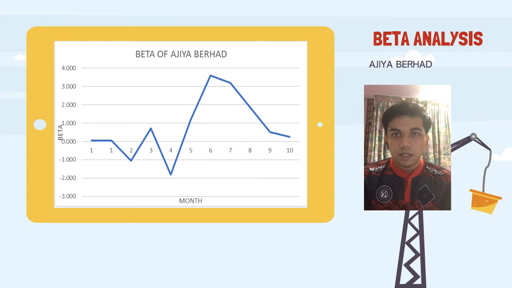The graph keeps showing fluctuation in the following months of March and April. However, the graph shows a significant increase in the months of May and June. The beta values of those months are greater than 1, which means that its price activity is highly correlated with the market activity.